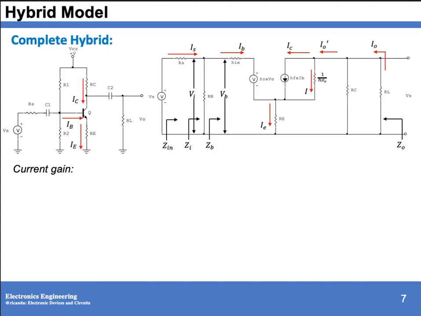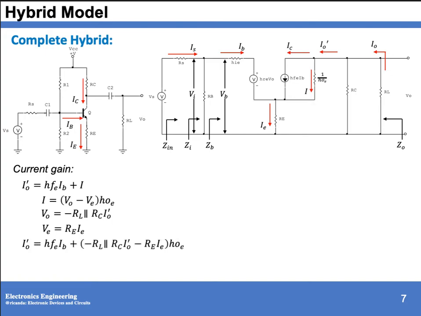So we have IO at the collector equals HFE IB plus I, and I is equal to VO minus VE over HOE. VO is negative RL parallel RC IO prime, and VE is RE times IE. We have to substitute this one to our IO prime. Then our IE at the emitter is equal to IB plus HFE IB plus I, or that is equal to IE equals IB plus IO prime.